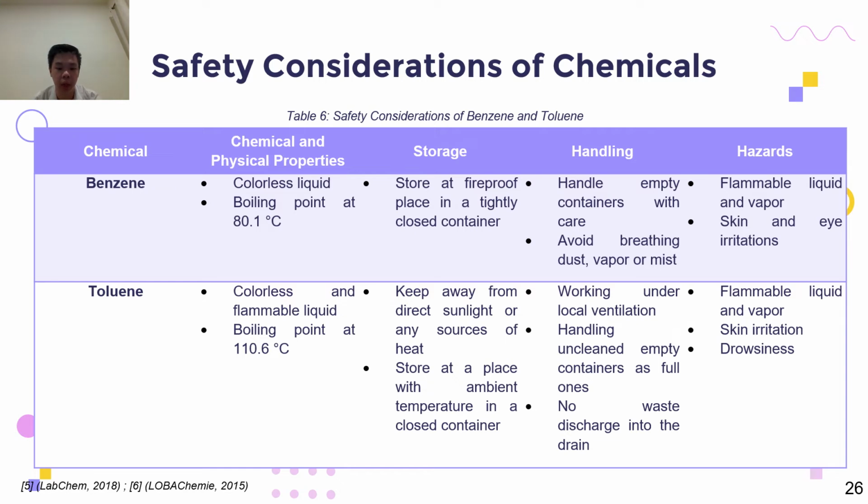For toluene, it is a colorless and flammable liquid, and its boiling point is 110.6 degrees Celsius. It should be kept away from direct sunlight or any sources of heat and stored at a place with ambient temperature in a closed container. Handling of toluene includes working under local ventilation, handling unclean empty containers, and no waste discharge. The hazards of toluene include chances of skin irritation and drowsiness.